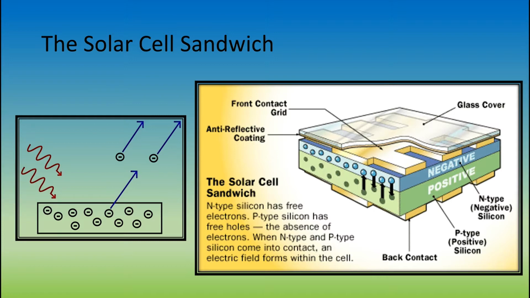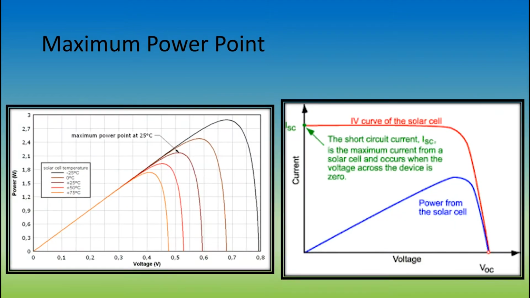When the sunlight hits the solar cell, the excess electrons in the N-type layer are emitted, and they travel to the P-type layer. Due to this action, an electric field forms within the cell, creating a current. There are three main factors that play a role in determining how much power a solar panel will generate. These include temperature, amount of sunlight, and load resistance.